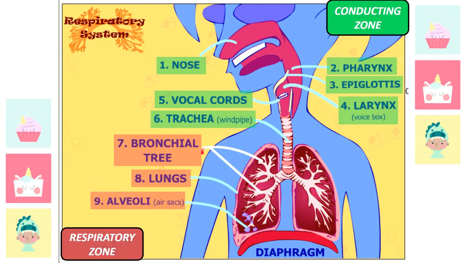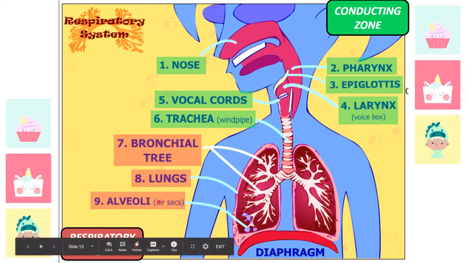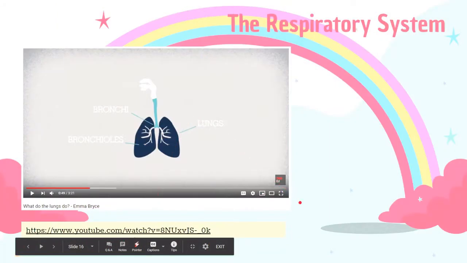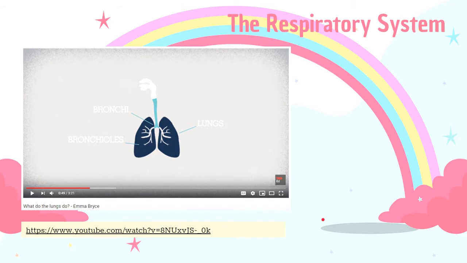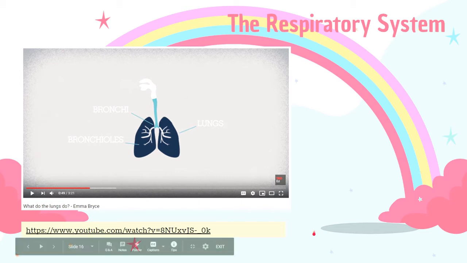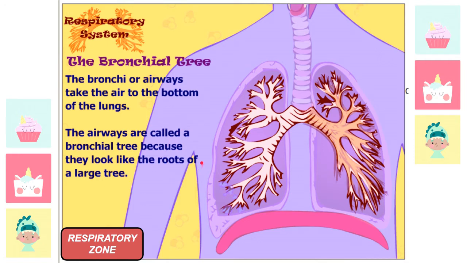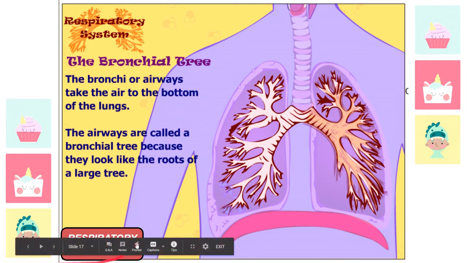So these are the parts of the respiratory zone: the bronchial tree, the lungs, and the alveoli. I recommend that you watch this video from TED-Ed, "What Do the Lungs Do?", to give you a better understanding of the respiratory zone. I will provide the link in the description below. So here are the parts of the respiratory zone.